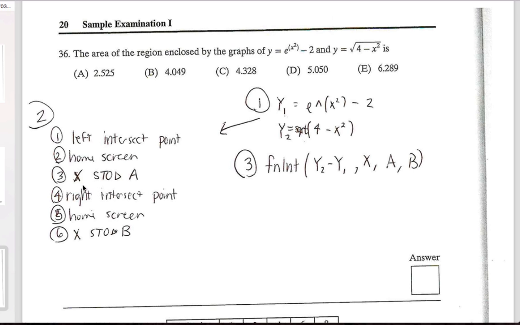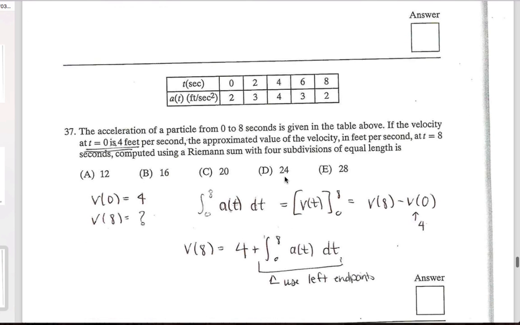If you weren't, then just go procedurally: store the left one in A, store the right one in B, and then you would do fnInt. In this case, because I put this in y1 and this in y2, this was the top curve, so I had to do y2 minus y1. If you have an old calculator, you would have done y2 minus y1, comma x, comma a, comma b. If you have a newer calculator, you would just write it out with an integral from a to b of y2 minus y1 dx. So just make sure you're doing that all in fnInt on your calculator.